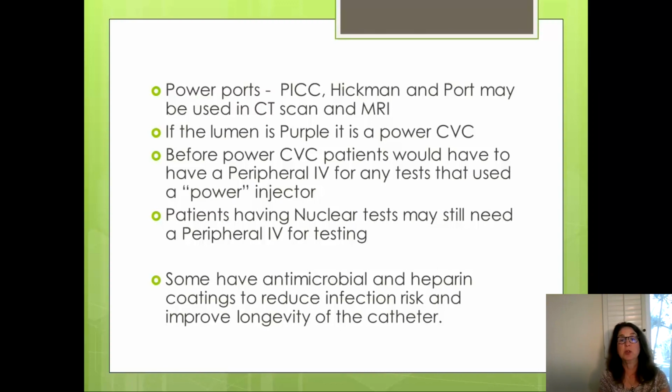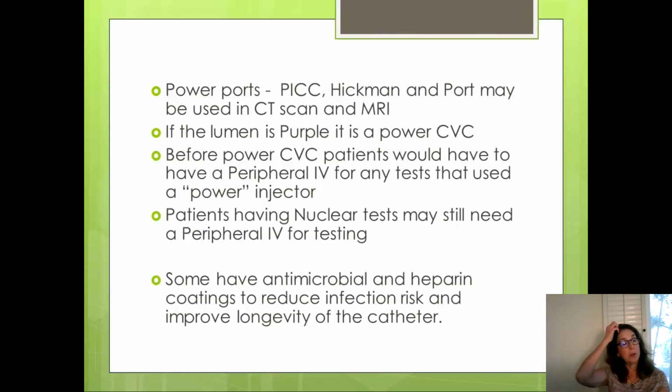These are obviously approved for radiological testing, and they can handle injection pressures that are required for some tests. Patients having nuclear tests may still need a peripheral IV for testing if it's a central line and not a power port. And again, some of these ports have antimicrobial and heparin coatings, which helps reduce the risk of infection and improve longevity of the catheter.